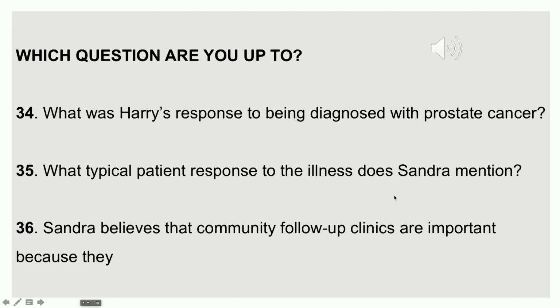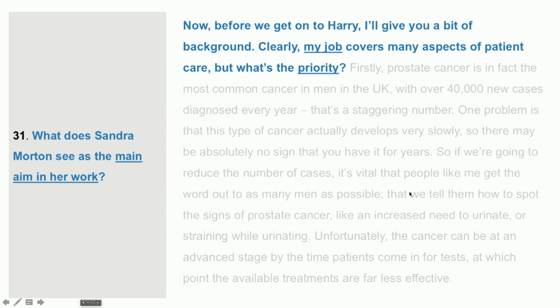I'm not actually going to tell you the answer because we're going to do these questions in a second, but what I want to show you here is how the audio relates to that question prompt so you know where you're at. For example, in question 31, the first question says, what does Sandra Morton see as the main aim in her work? That's the question. Now, in the audio, she says, clearly, my job covers many aspects of patient care, but what's the priority? Main aim in her work, my job, priority.